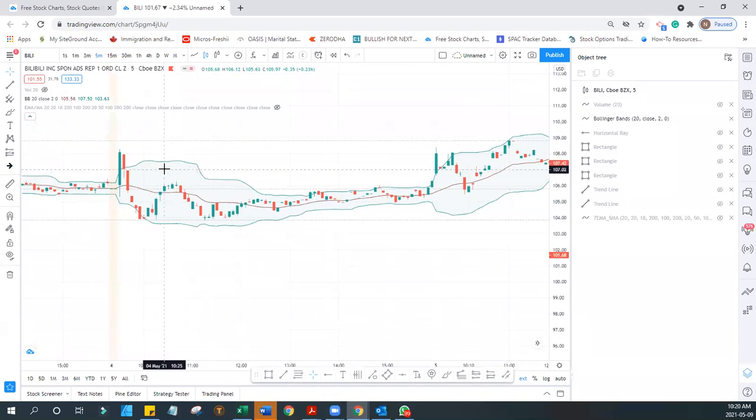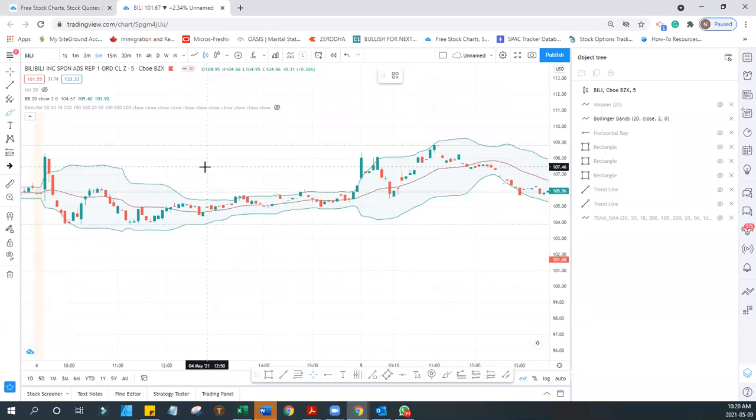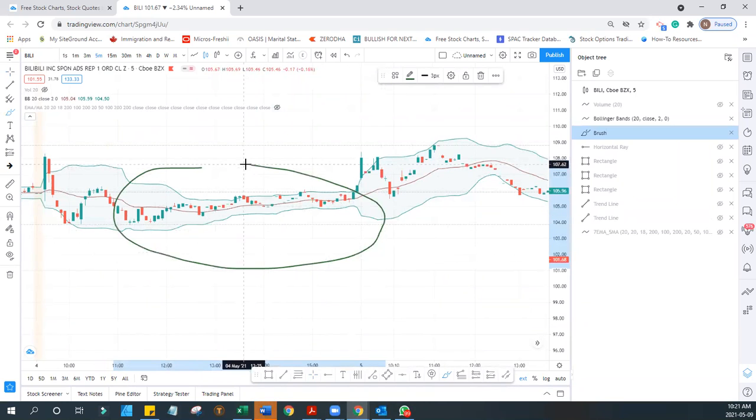What is the narrowing of the band? If you see this area, do you find this area is more narrow than the previous part? This is the 5 minute chart. This is for day trading. Okay, how you can use it.